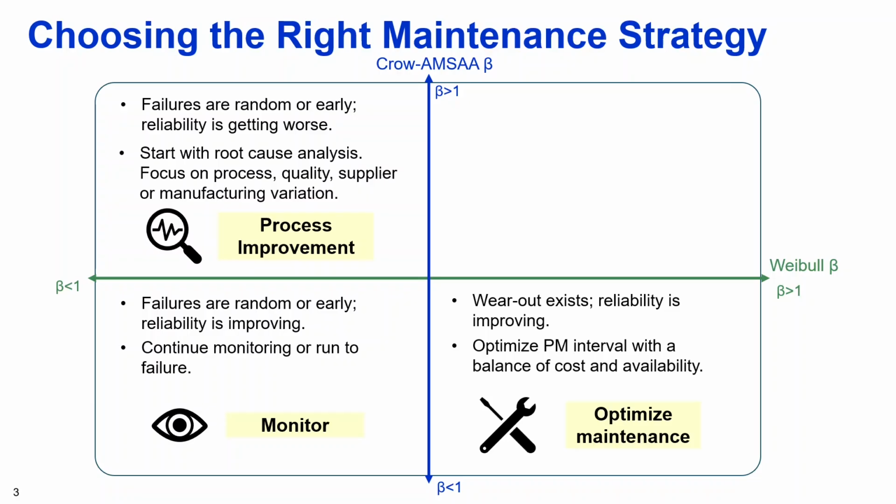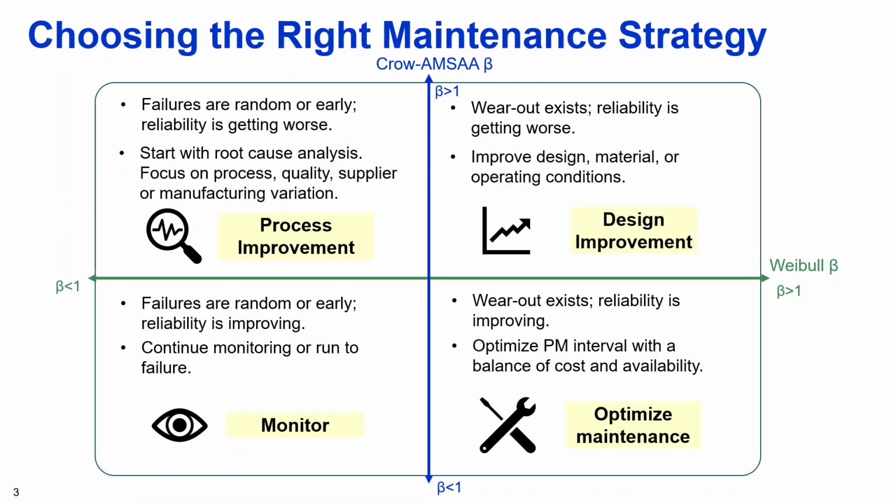And finally, let's look at the top right quadrant. Failures become more likely as the equipment ages, so preventive maintenance is necessary. However, reliability continues to get worse over time, indicating that the existing maintenance alone is no longer enough. At this time, you should start by optimizing your maintenance strategy to reduce failures in the short term, while in the longer term, investigate the root cause and implement design improvements to eliminate the underlying problem.